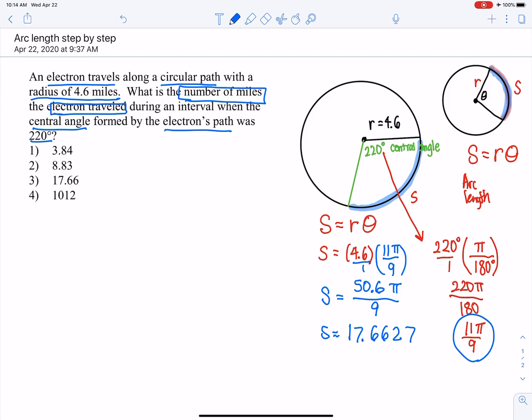Now, looking at the multiple choices, it's clear that everything is rounded to the nearest hundredths. So this is my tenths and this is my hundredths. We look at the next number. The next number is not 5 or more, so we're going to keep that number the same. So our arc length is 17.66, and that would be the number of miles the electron traveled. And so that's 17.66 miles. And so it is choice 3.